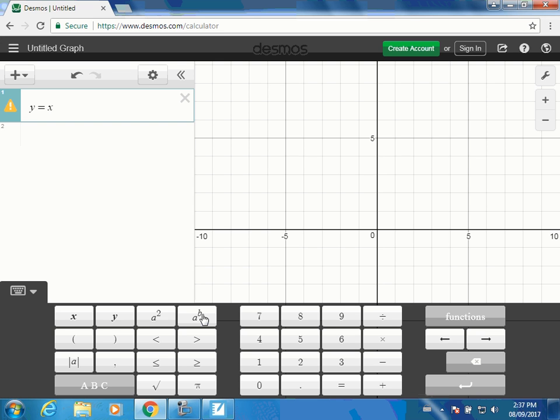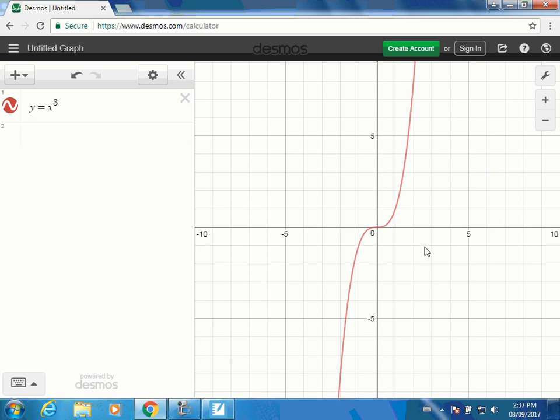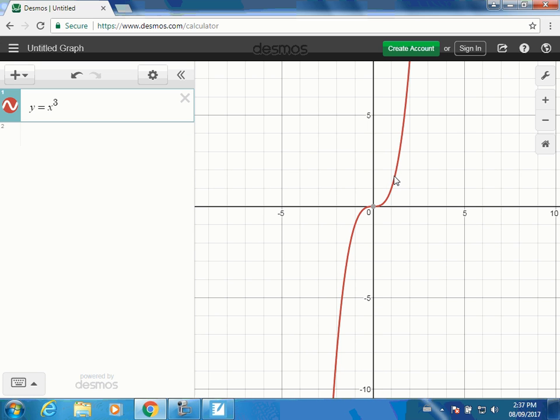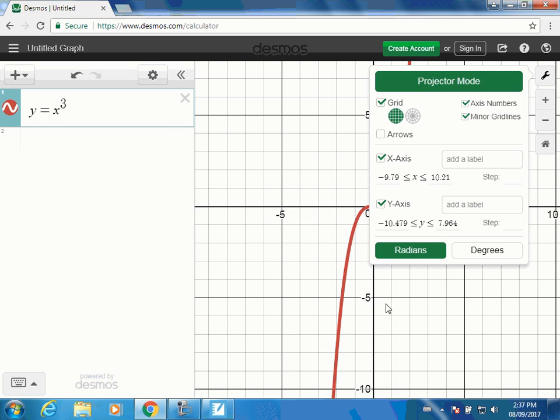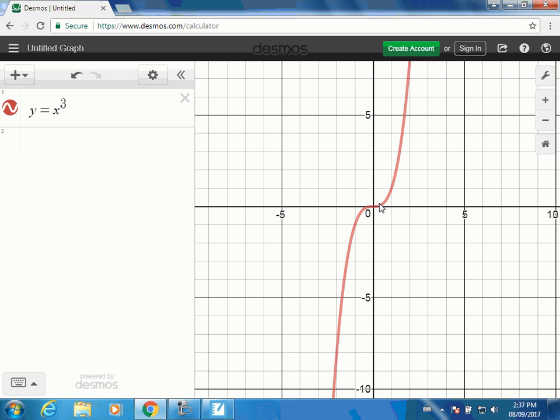The graph of y equals x cubed is the same shape as y equals x. So it should look something like this to you guys here. Y equals x cubed, here it is for the first time. Wow, isn't that magnificent? How do I make this? Wait a second here. Isn't there settings here? Projector mode, there we go. Okay, y equals x cubed, very cool.